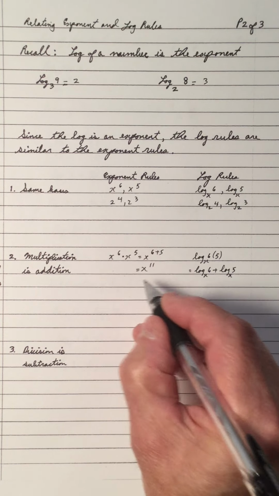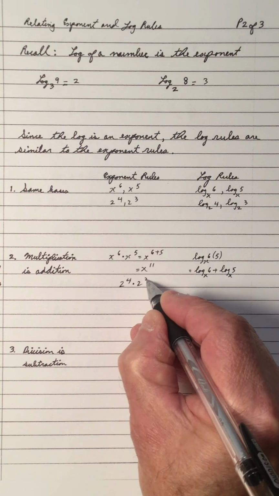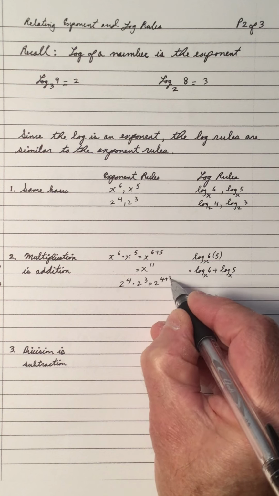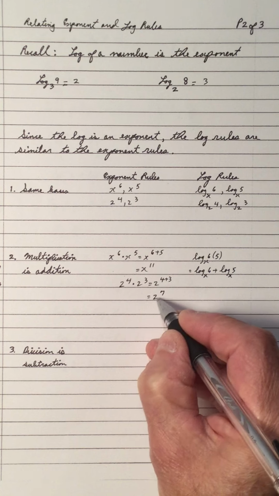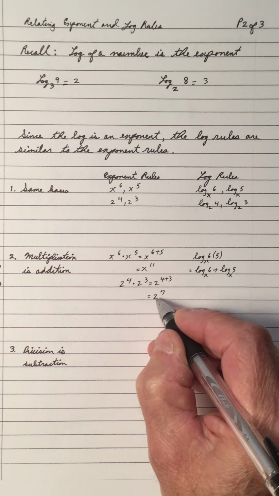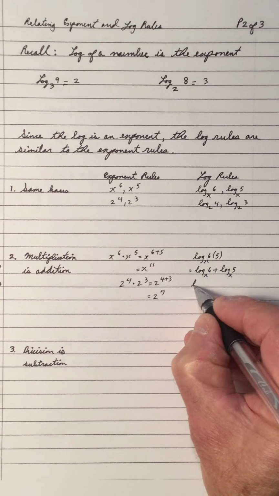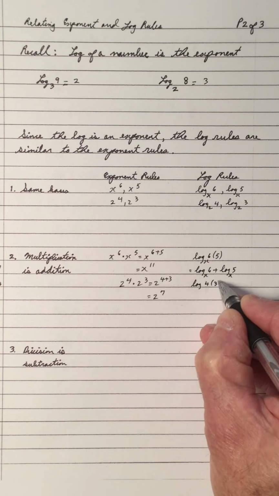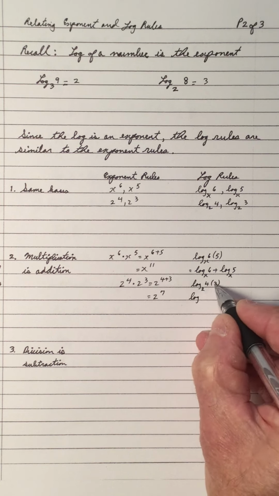Or I could have 2 to the 4th times 2 to the 3. Again, because we're multiplying, we add. So that's 2 to the 7. Now I can change 2 to the 7 to, say, 128, but just leave it as 2 to the 7. So in logs, that would be the log of 4 times 3 when the base is 2. So this is a product.